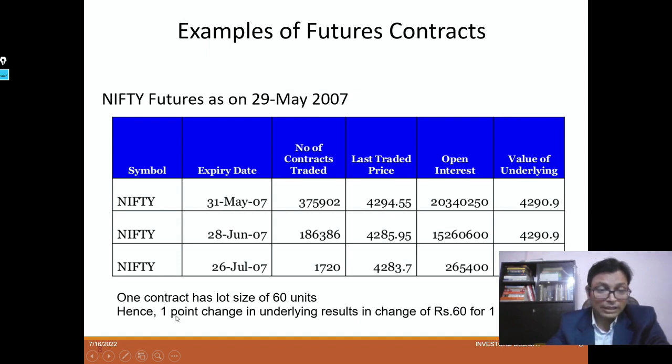So one contract has a lot size of 60 units at that point of time, and hence 1 point change in the underlying results in the change of 60 into one contract. So that's why this calculation holds there.